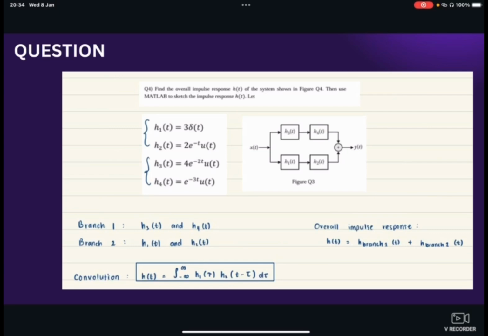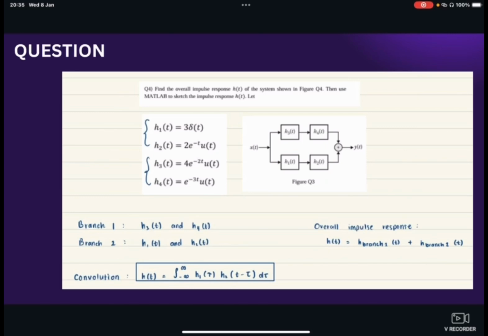The question number 4 asks us to find the overall impulse response h(t) of the system shown in figure 4. Then use MATLAB to sketch the impulse response h(t). So we have h1(t) equals 3 delta(t), h2(t) equals 2e^(-t)u(t), h3(t) equals 4e^(-2t)u(t) and h4(t) equals e^(-t)u(t). All these responses are connected as shown in the diagram. After deriving h(t), we need to use MATLAB to plot the impulse response graph.